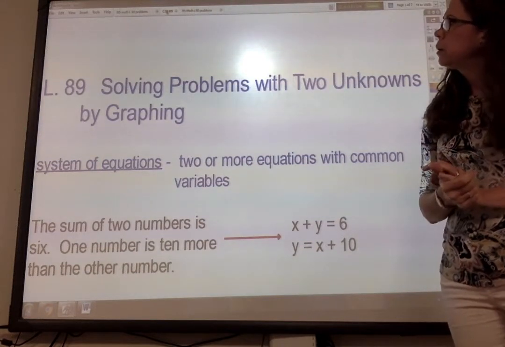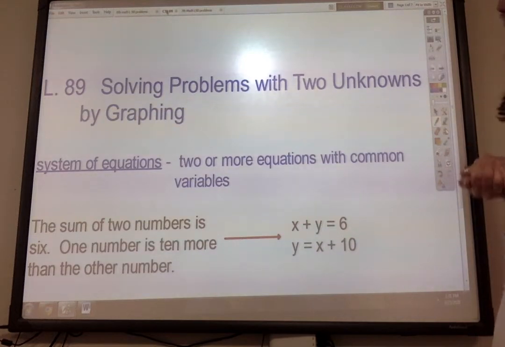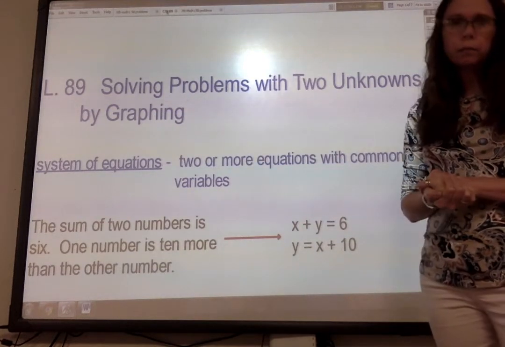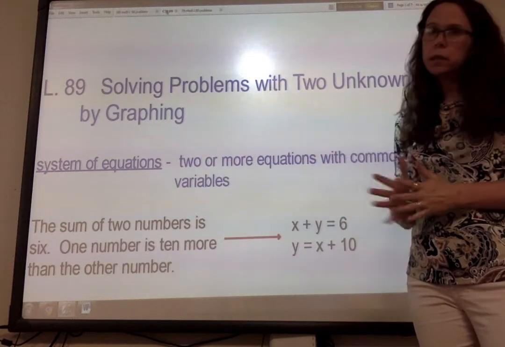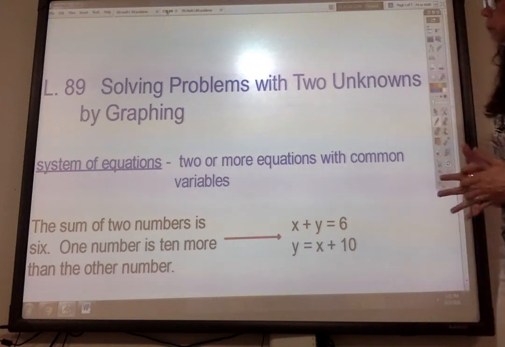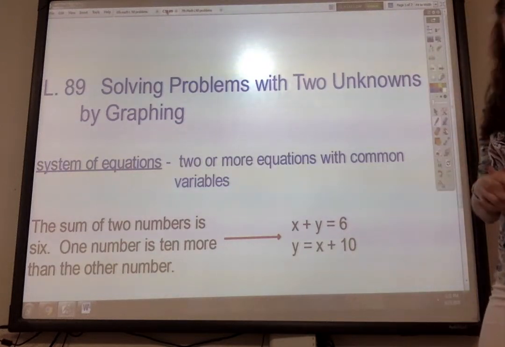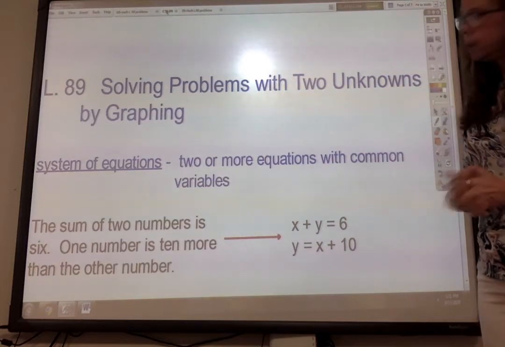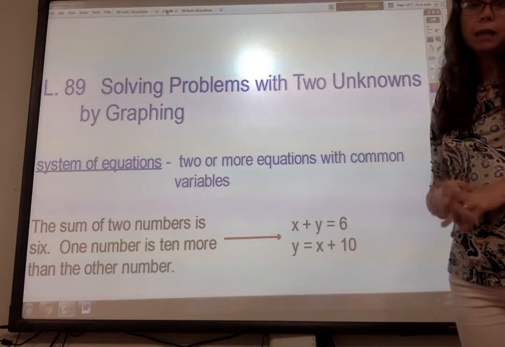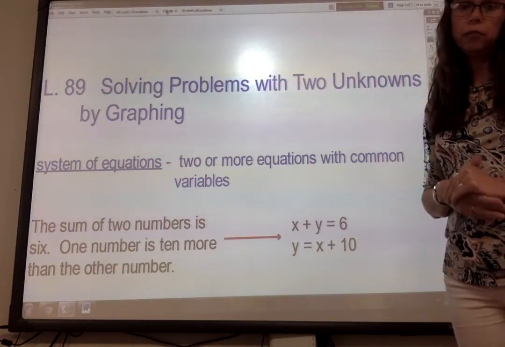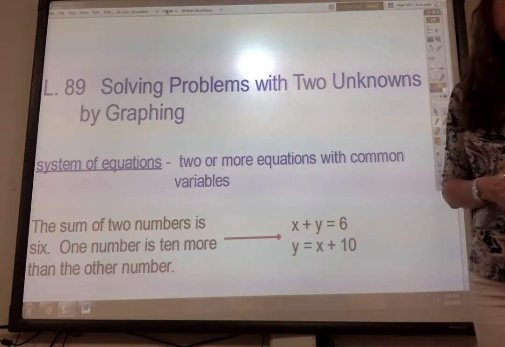Lesson 89 is about solving problems with two unknowns by graphing. We did a little bit of this, but now we're officially going to be solving systems of equations. A system is two or more equations with common variables. We're going to use this example down here to get us started. Anytime you need to pause the video, please feel free. That way you can get what you need into your notes, and then just restart when you're ready.